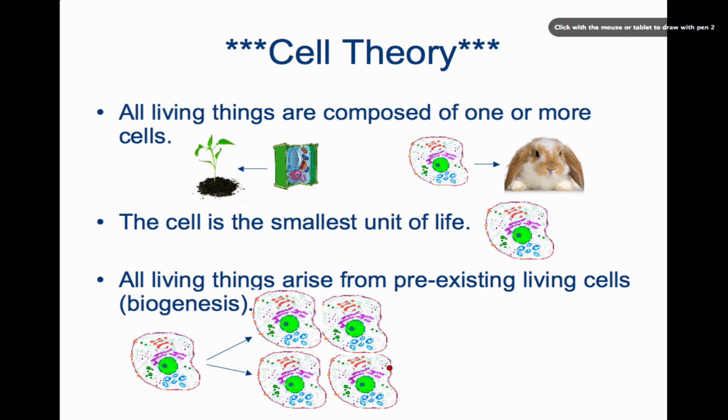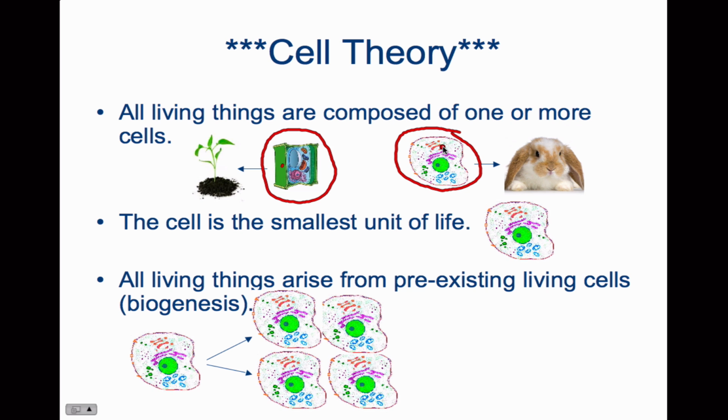So first, all living things are composed of one or more cells. So this is a plant cell, okay? And all living things, like this plant, would be made of plant cells. Here's an animal cell, and every living thing that's an animal would be made up of animal cells. So like this rabbit is made up of lots of these cells.